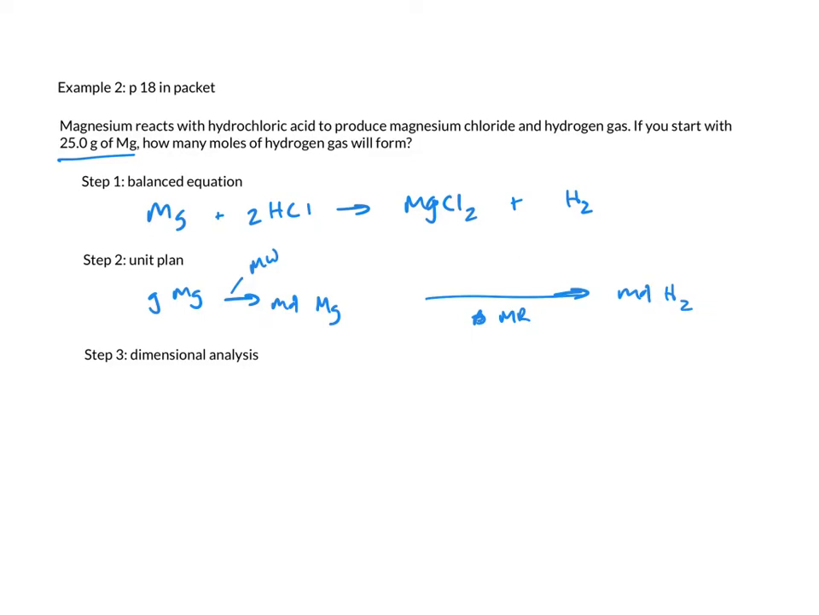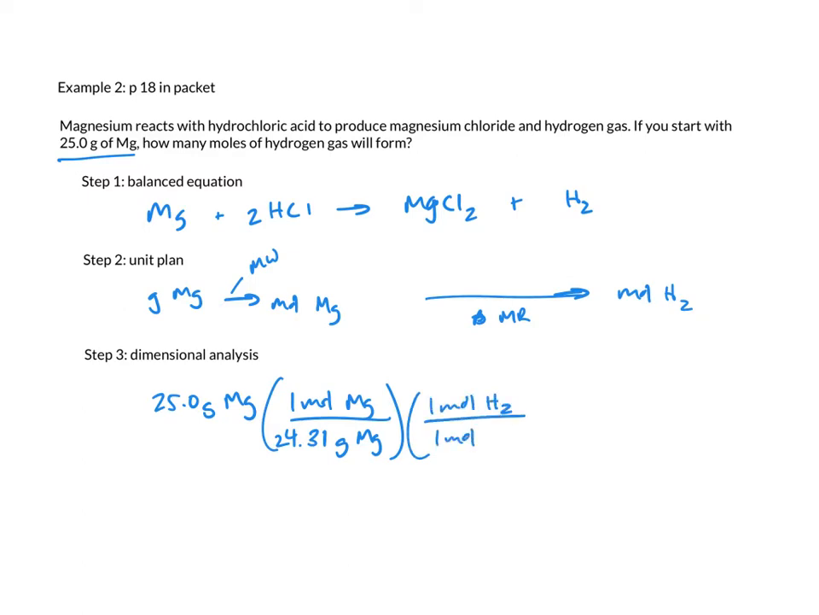Okay, so what that ends up looking like when I do my dimensional analysis is I'm going to start out with 25.0 grams of magnesium, and then 1 mole of magnesium, so converting the grams to moles using the molar mass of magnesium from the periodic table. And then I know that from my balanced equation, for every 1 mole of hydrogen, I need 1 mole of magnesium. And then I can put that in my calculator, and I get 1.03 moles of hydrogen. Okay, so moles of magnesium cancel, grams of magnesium cancel, and I'm left in moles of hydrogen.